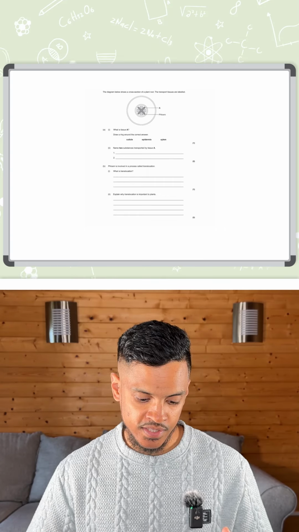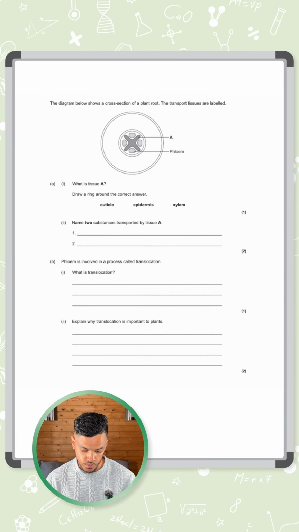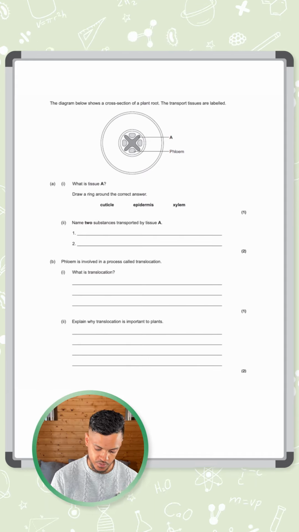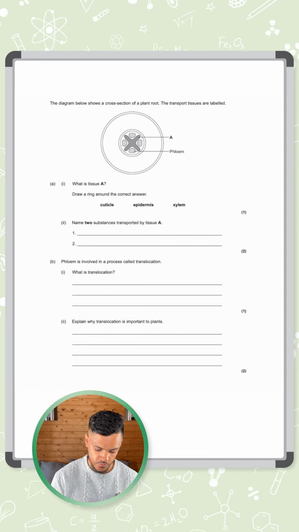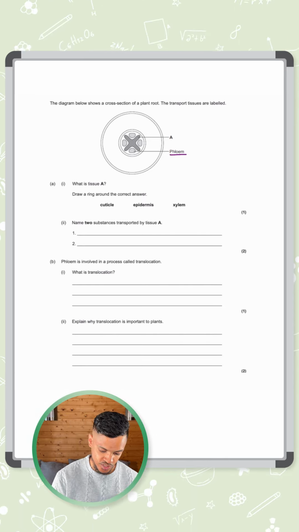Okay, this question says, the diagram below shows a cross-section of a plant root. The transport tissues are labeled. So we've got two transport tissues that we need to know about. One of them is the phloem. Part A of the question asks, what is tissue A?